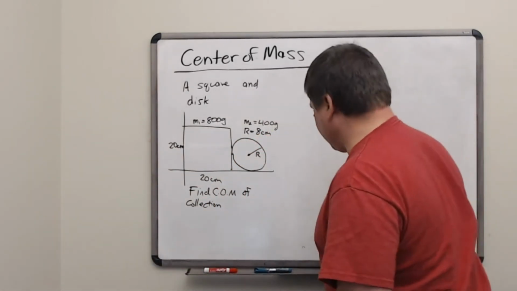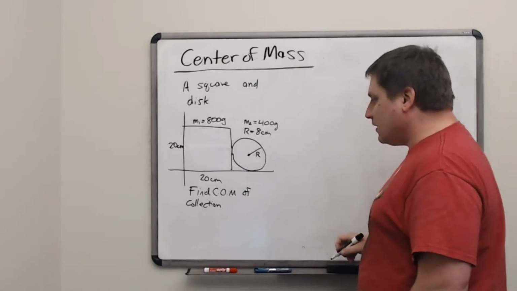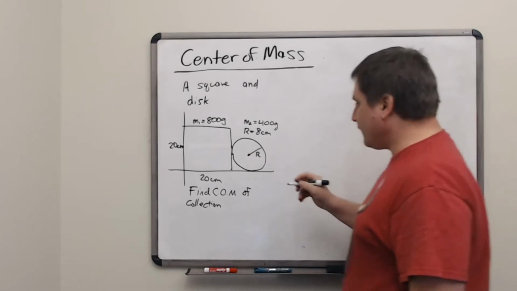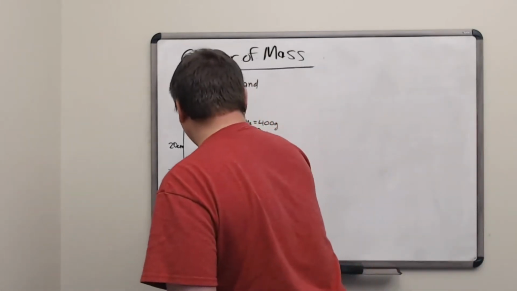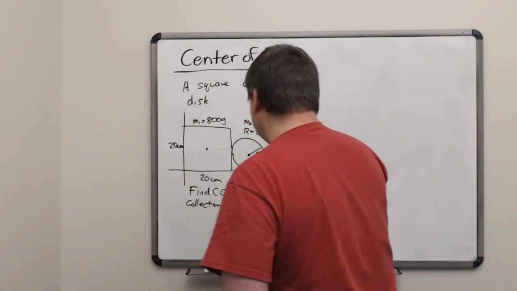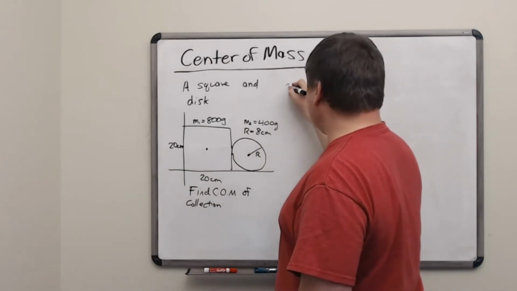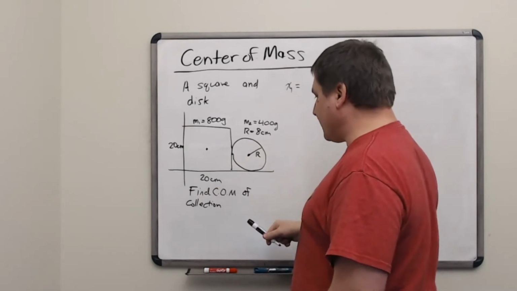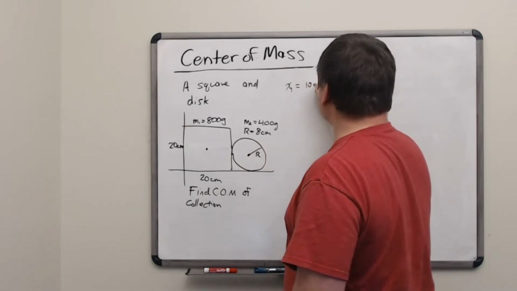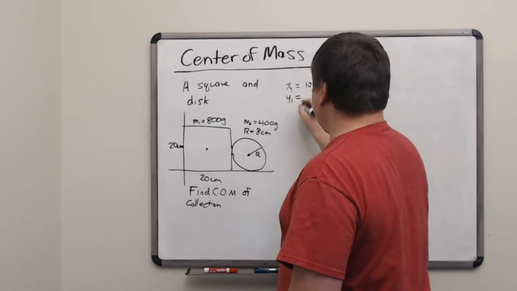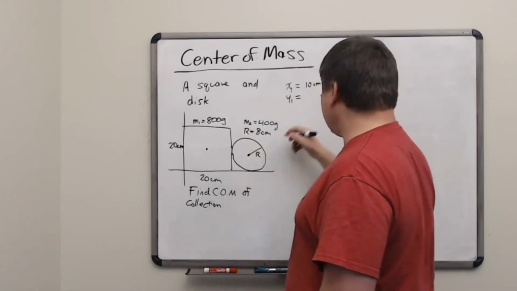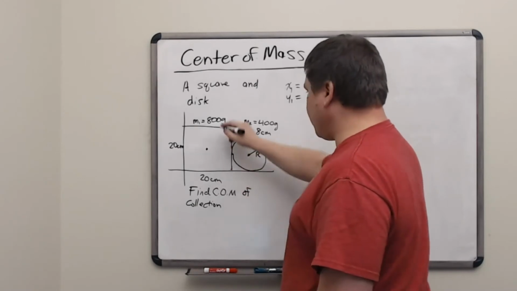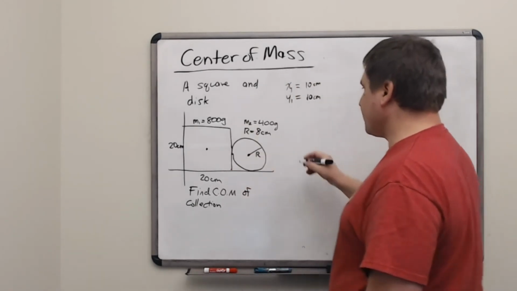So based on the principles that we just discussed, we can break both of these objects down into point particles with their centers holding all of the mass. So for our rectangle, its x coordinate of its center is halfway from either edge horizontally, so 10 centimeters. And for its y center, it's again 10 centimeters, so halfway from the bottom to the top.